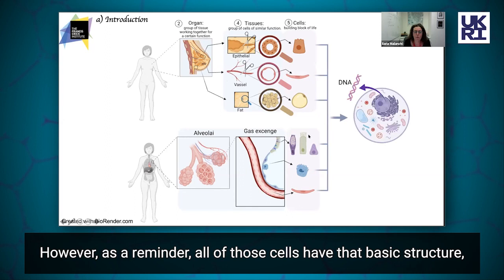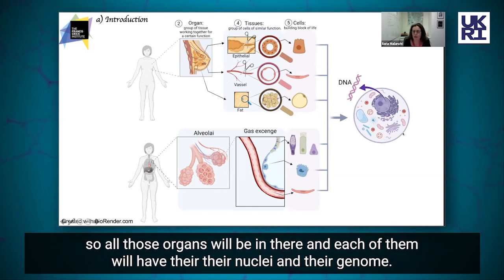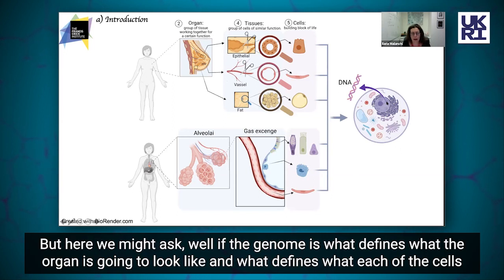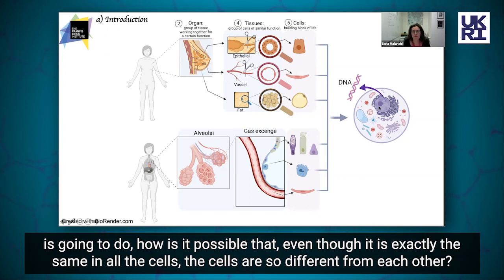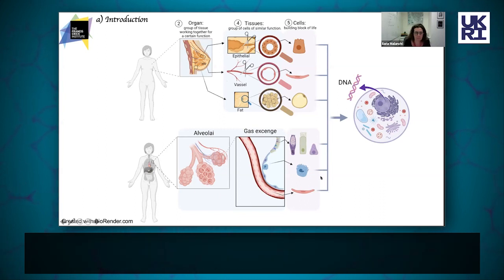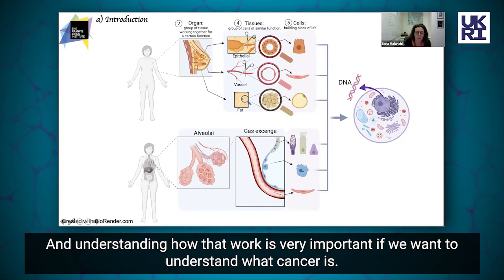However, as a reminder, all of those cells will have that basic structure. All those organelles will be in there, and each of them will have their nucleus and their genome. But here we might ask, well, if the genome is what defines what the organism is going to look like and what defines what each of the cells is going to do, how is it possible that even though it's exactly the same in all the cells, the cells are so different from each other? And understanding how that works is very important if we want to understand what cancer is.